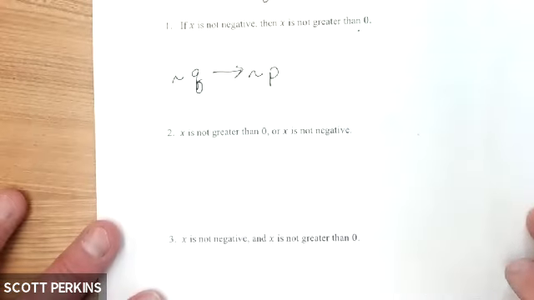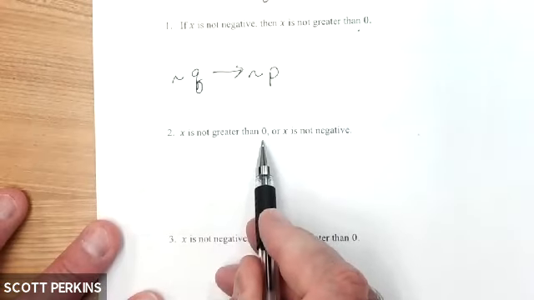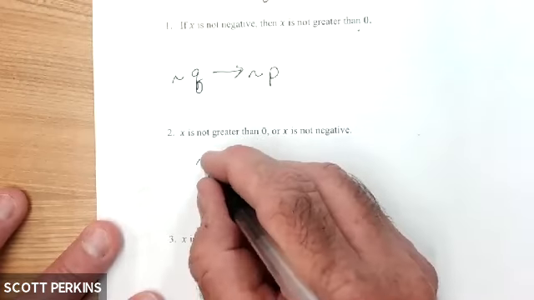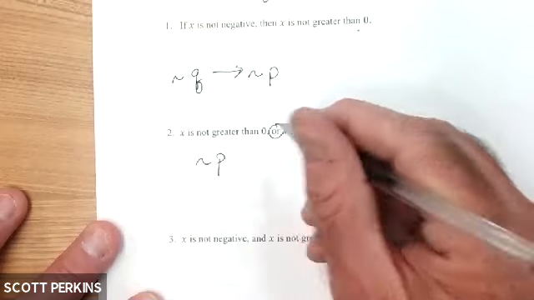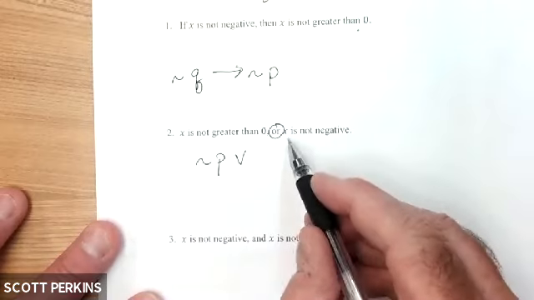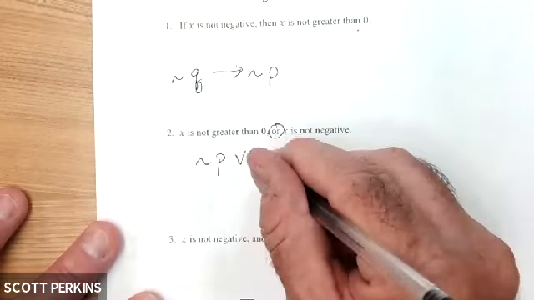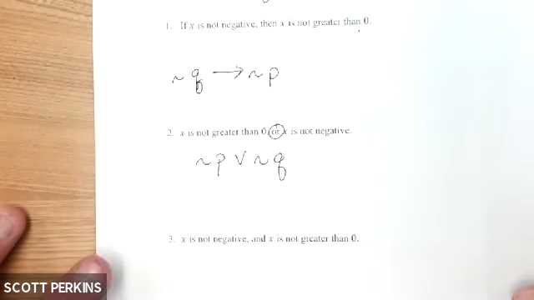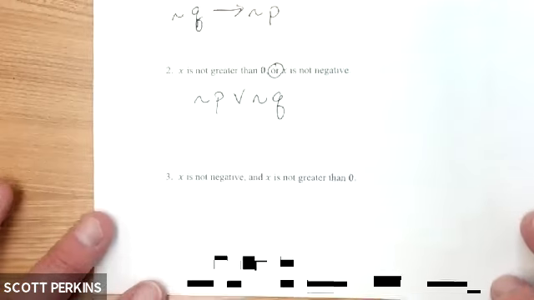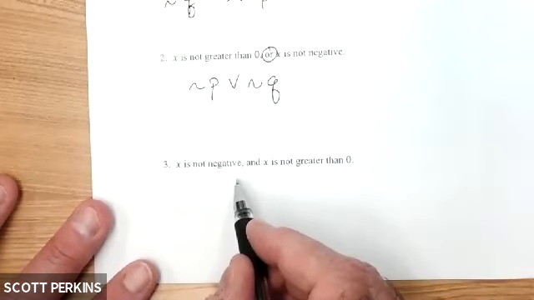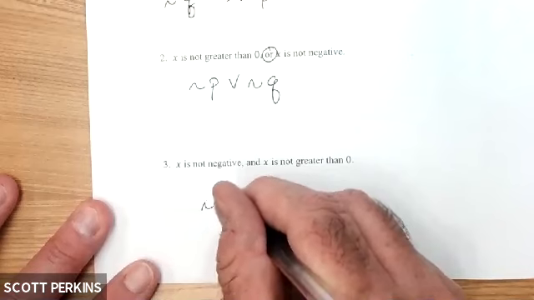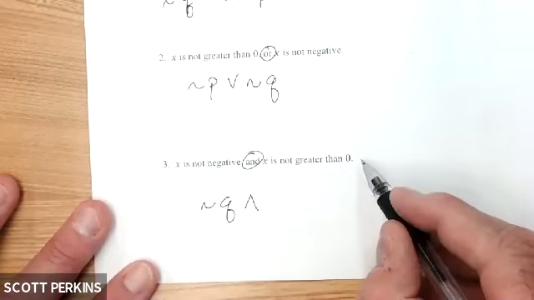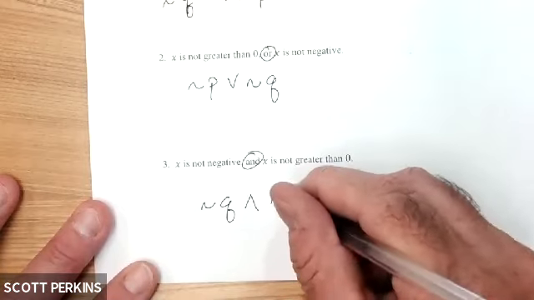Statement two, X is not greater than zero. Well, statement P is X is greater than zero, so that would be squiggly P. Or that's a disjunction. X is not negative, so that's squiggly Q. It's the opposite of Q. And finally, statement three, X is not negative, so that is squiggly Q, and X is not greater than zero, so that's squiggly P.